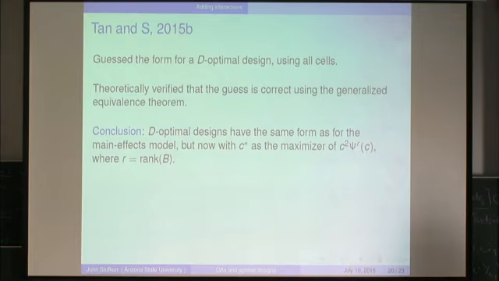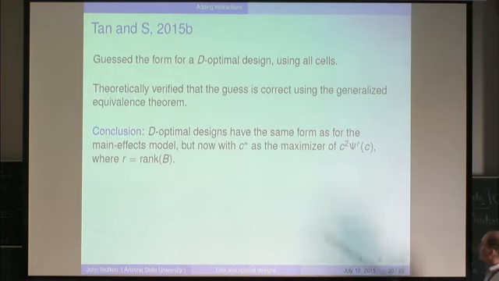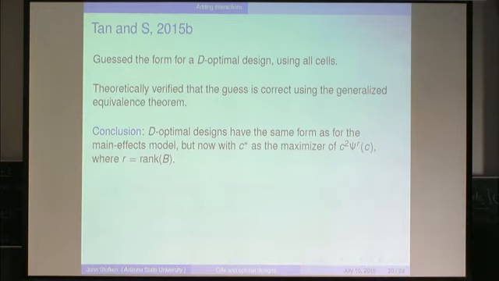And the conclusion of that was that the optimal designs have the same form as for the main effects model, but now with a different value for C star, there's a maximizer of C squared times the psi function to the power r, where this r is now equal to the rank of this matrix B in this parameter vector. Eta is B times theta.